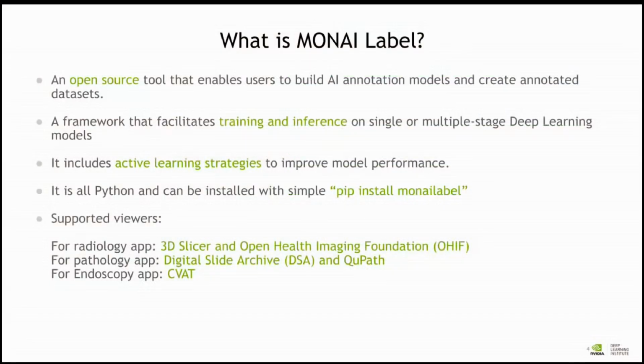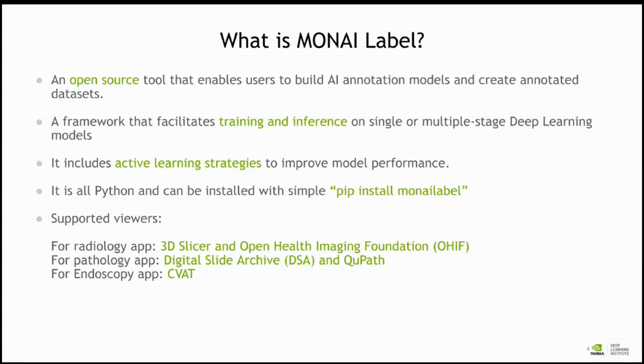So MONAI Label is an open source framework, and it allows you to create AI annotation models. What it means is that you can do training and inference using single deep learning models and multi-stage deep learning models for segmentation. Depending on the complexity, you decide whether you want to use a single stage or multi-stage. It also includes active learning, one of the libraries that allows you to do active learning.